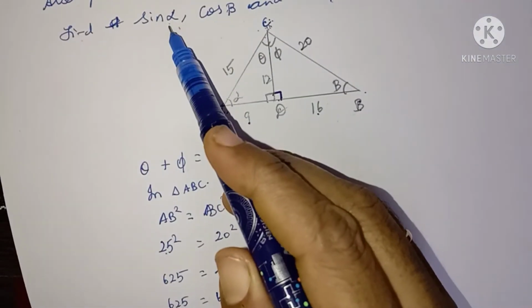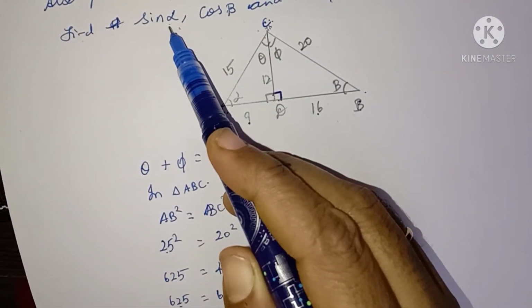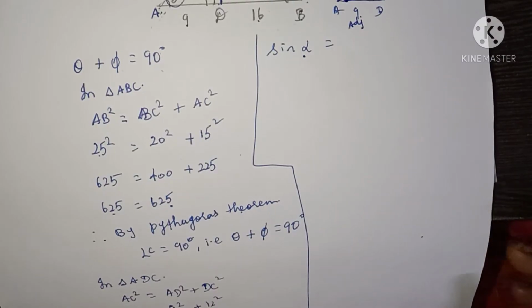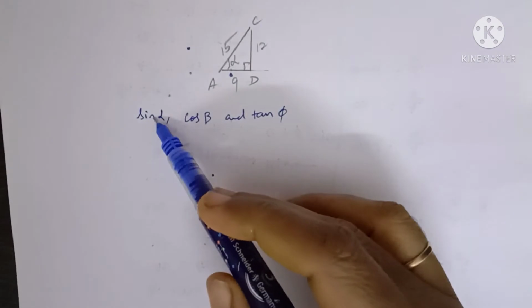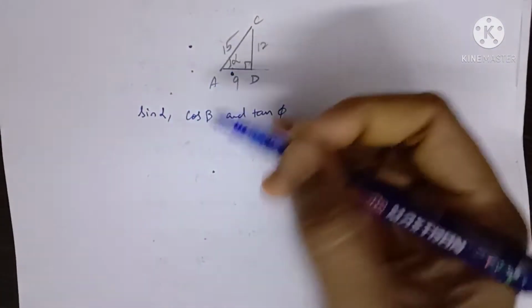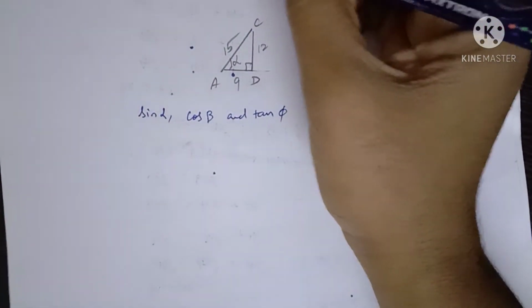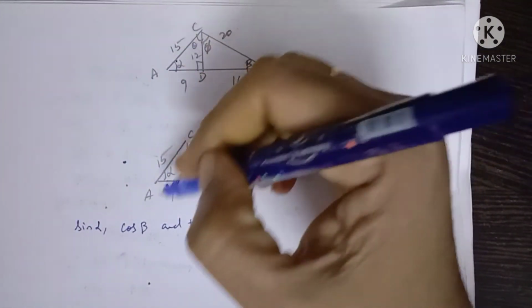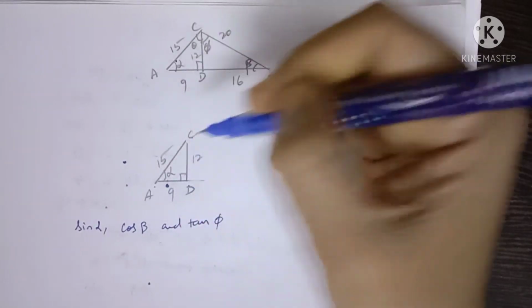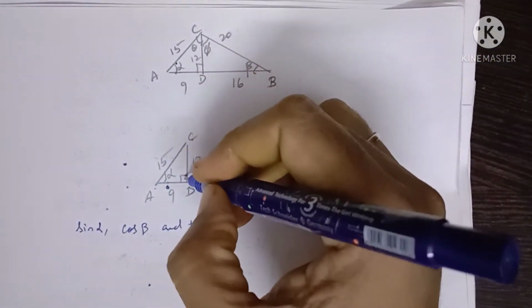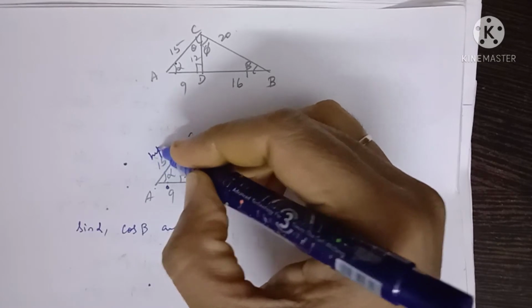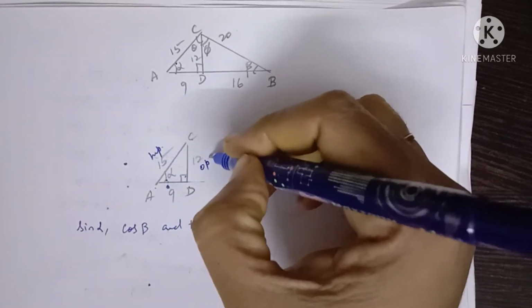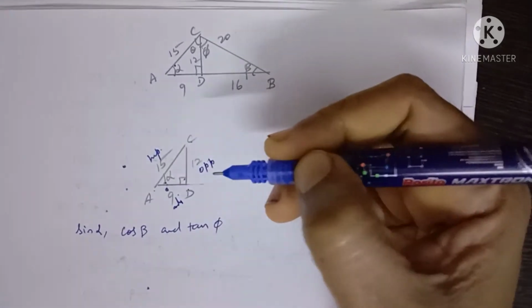Find the sine alpha, cos beta and tan pi. We need to prove that sine alpha value. Sine alpha is given in the figure here. Therefore you have to take the triangle ADC. Opposite to 90 is hypo and opposite to alpha is the opposite side. This is your adjacent side.